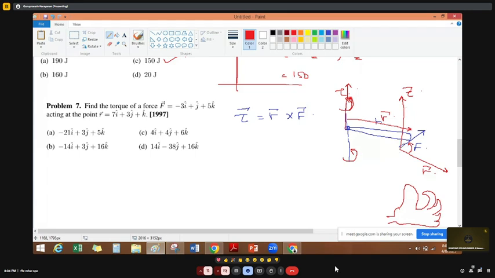So you should bring the tails together and then only you can do R cross F. F cross R will go this way. This is F cross R. If you do F cross R, all the things will go wrong. So you should do R cross F for torque.